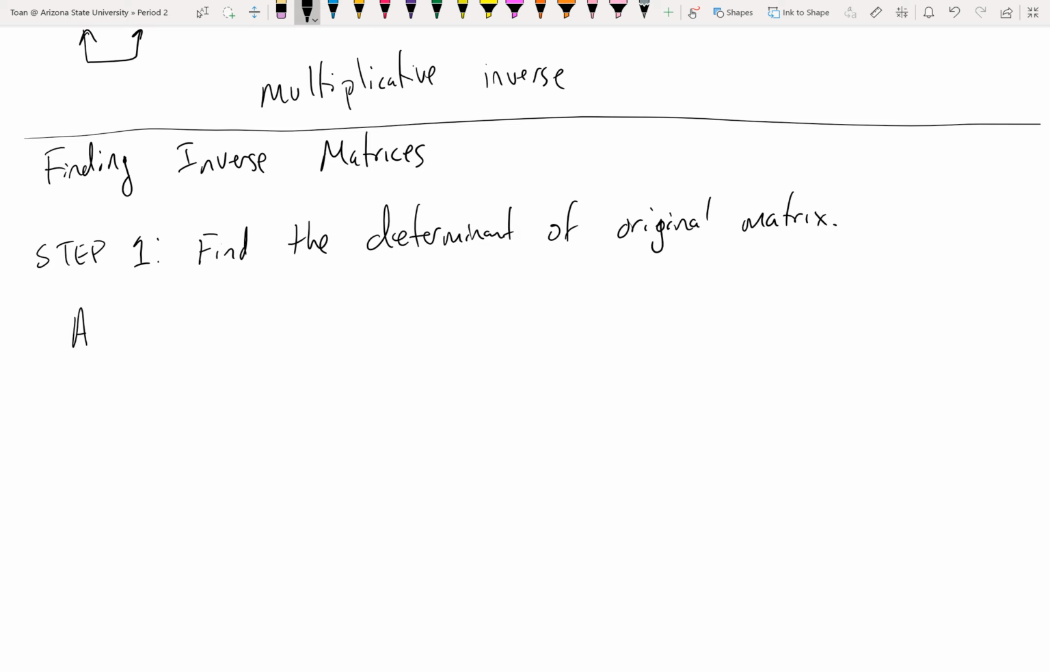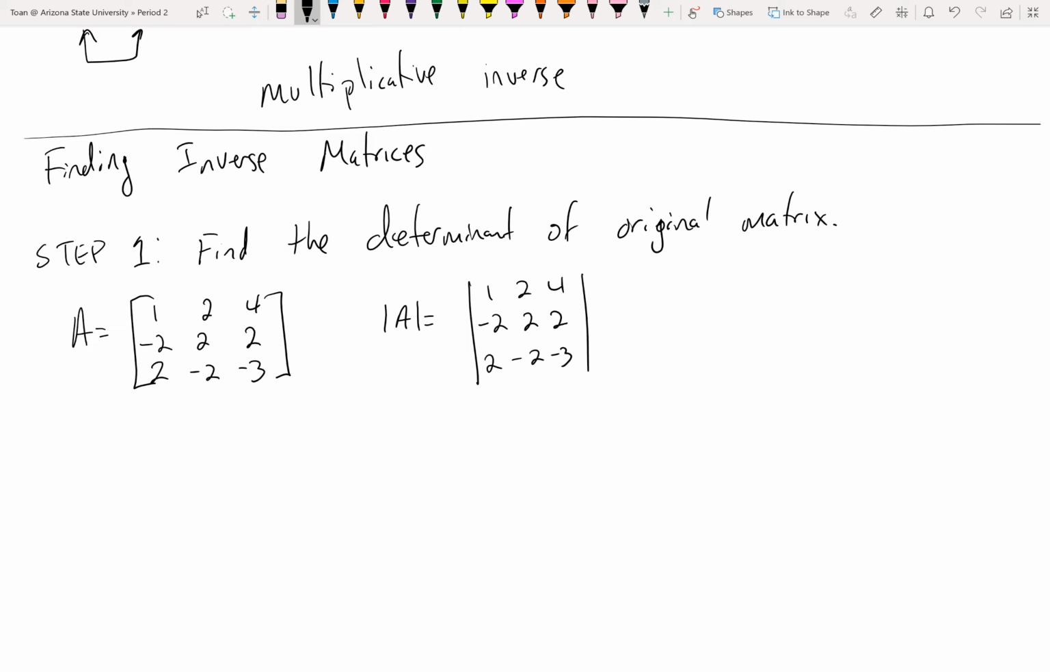Right. So suppose I had matrix A, and this matrix was 1, 2, 4, negative 2, 2, 2, 2, negative 2, negative 3. Step one is to find its determinant. So what is the determinant of matrix A? Well, it's a 3x3, so we've got to do that column copying technique. 1, 2, 4, negative 2, 2, 2, 2, negative 2, negative 3. And I'm just going to copy the first two columns. 1, 2, negative 2, 2, 2, negative 2.